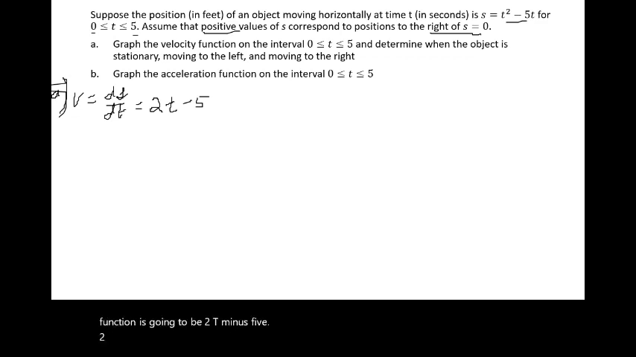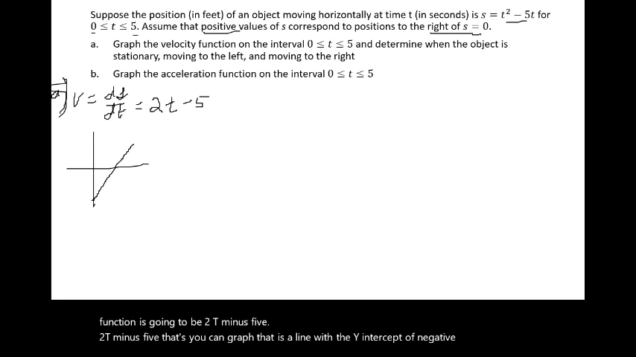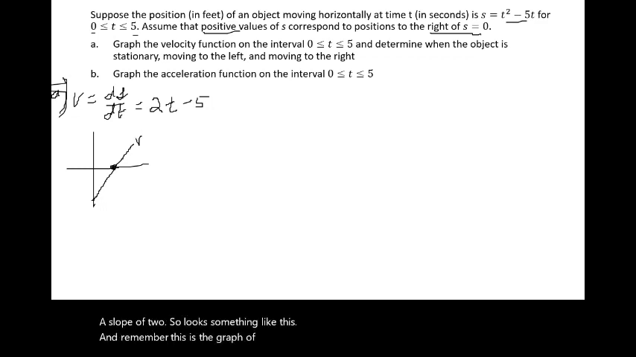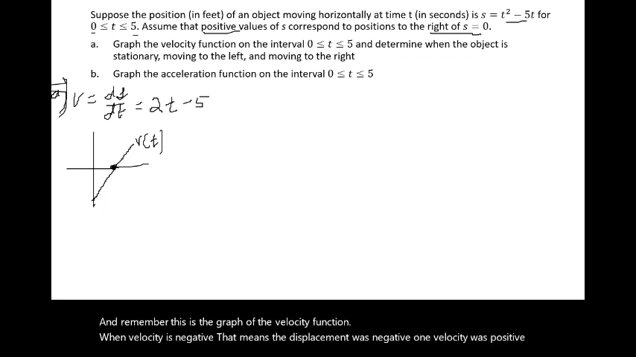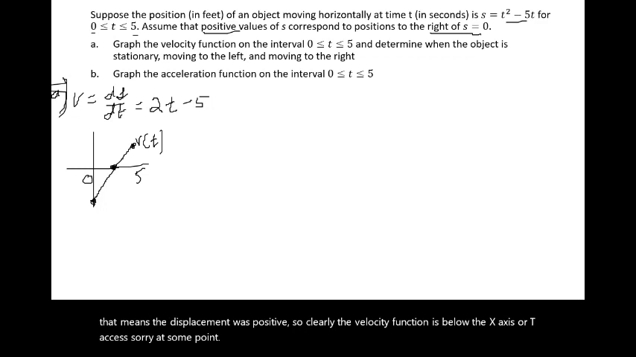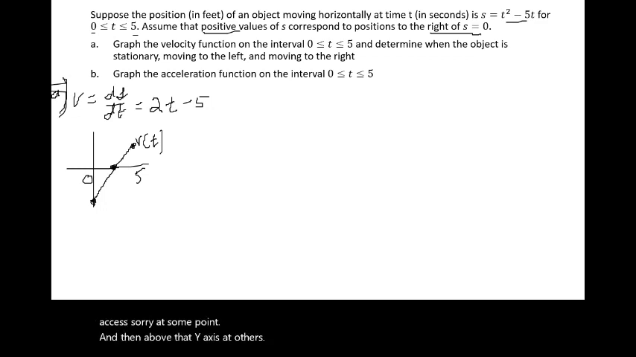2t minus 5, you can graph that. That is a line with a y-intercept of negative 5 and a slope of 2, so it looks something like this. And remember, this is the graph of the velocity function. When velocity is negative, that means the displacement was negative. When velocity was positive, that means the displacement was positive. So clearly, the velocity function is below the x-axis, or t-axis, at some points, and then above the t-axis at others. And it crosses the t-axis at one single point, and we know that because this is a linear function.